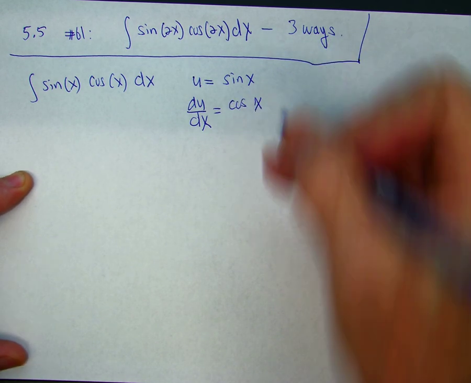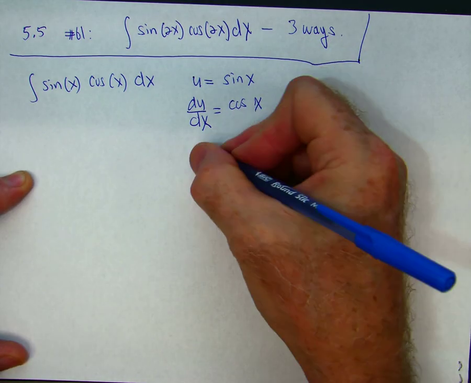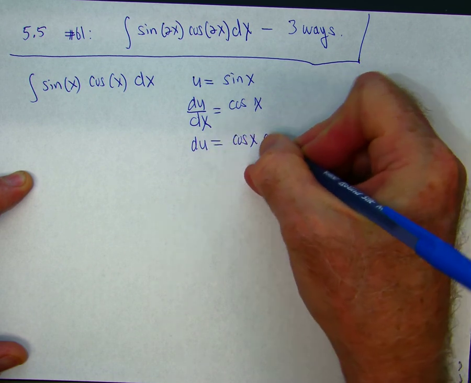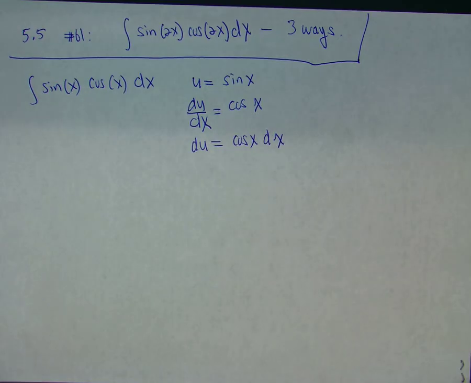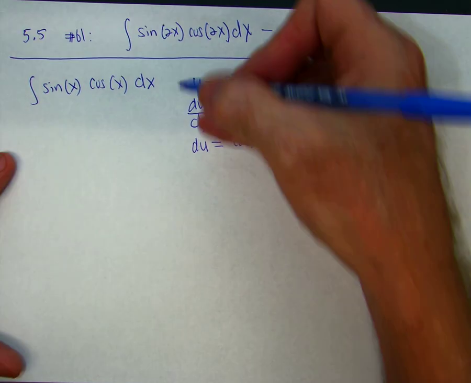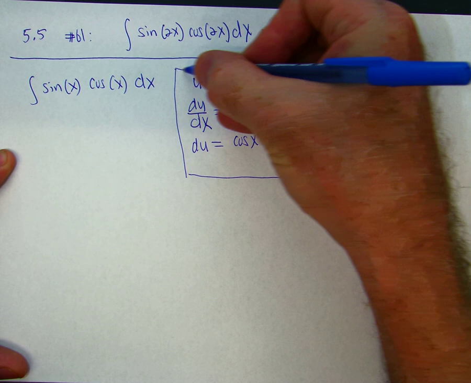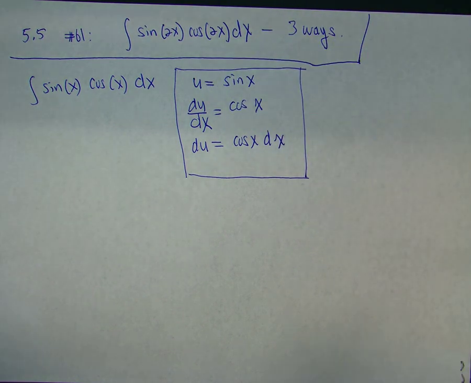So du dx is equal to cos x, and our procedure calls us to solve for du. So I'm going to isolate du, and we get cos x dx. So this is my substitution table, and I'm going to box that off because that's really being polite to whoever's grading your work, and that's always a smart thing to do.